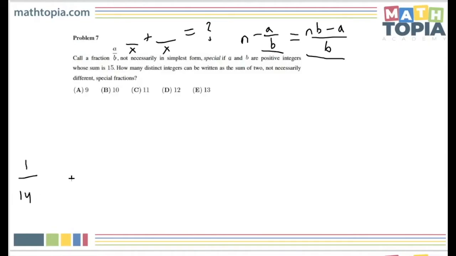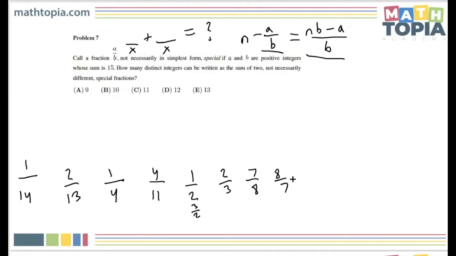So we have 1/14, 2/13, 3/12, but 3/12 is just 1/4, right? We have 4/11. We have 5/10, but 5/10 is just a half. We have 6/9, but 6/9 is just 2/3. We have 7/8. We have 8/7. We have 9/6, which is just going to give us 3/2.